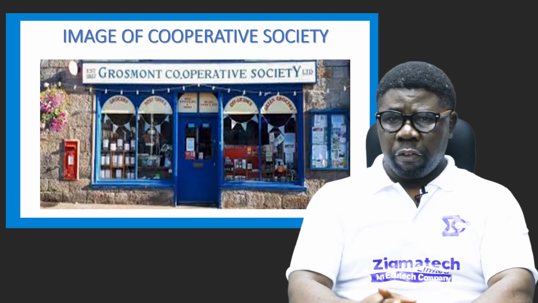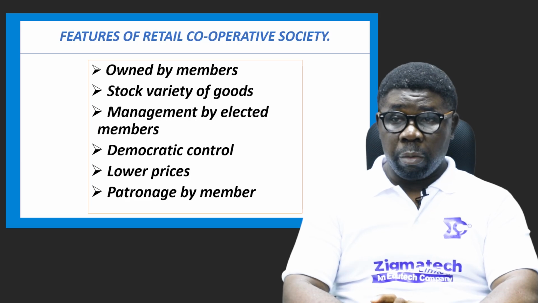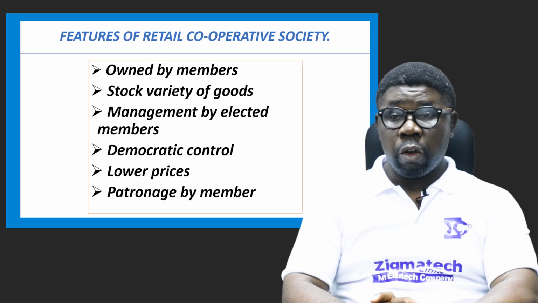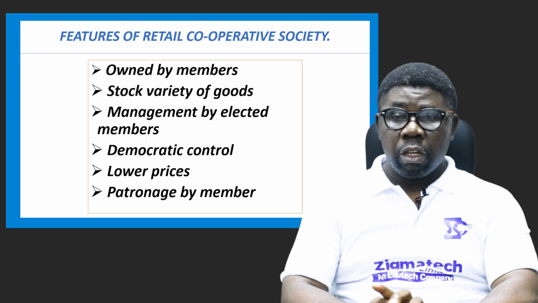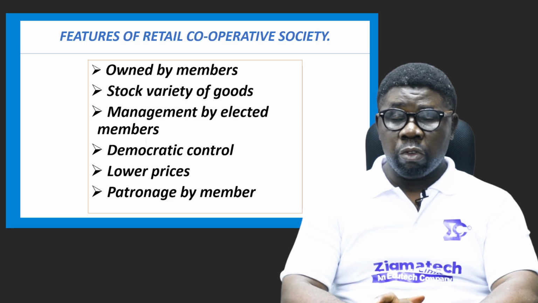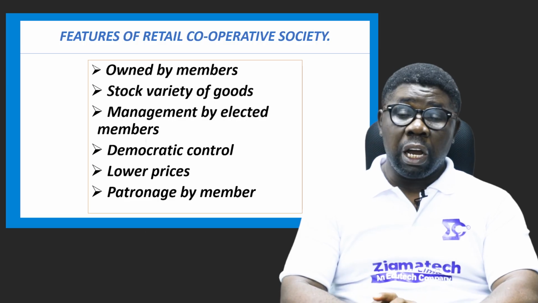What are the features? It is owned by members. The society or the business outfit is owned by its members, so they contribute together to form it. They stock a variety of goods because they are also into business, so they don't want to limit themselves to one kind of goods. They buy a lot of variety of goods to store in a shop.